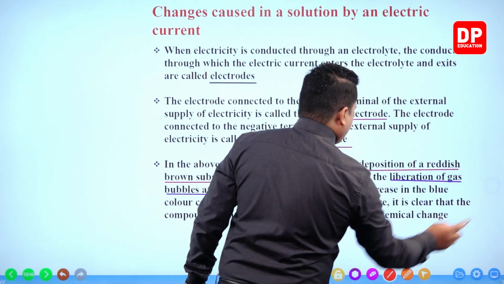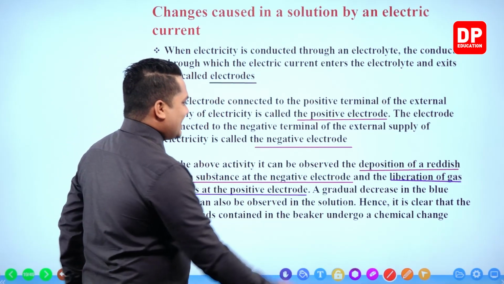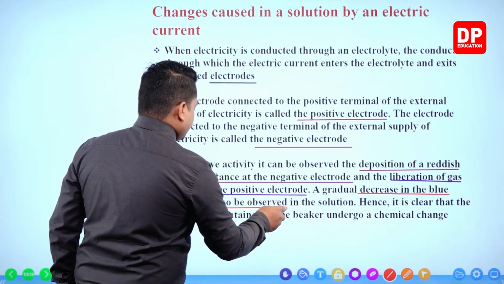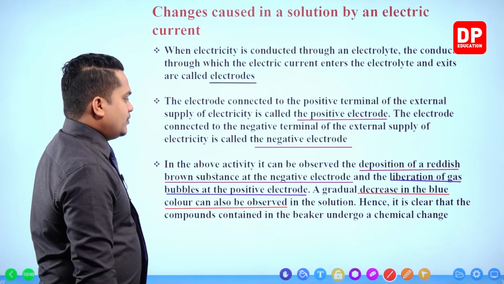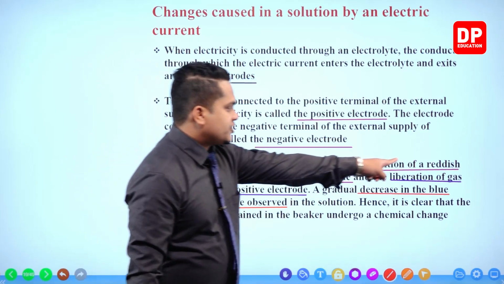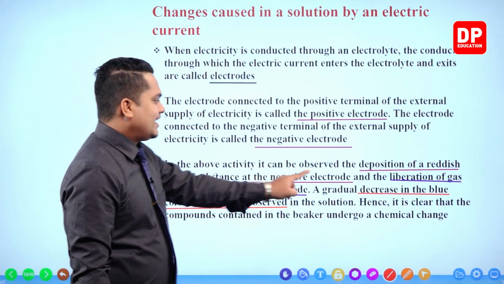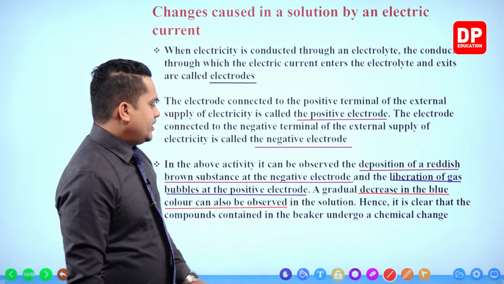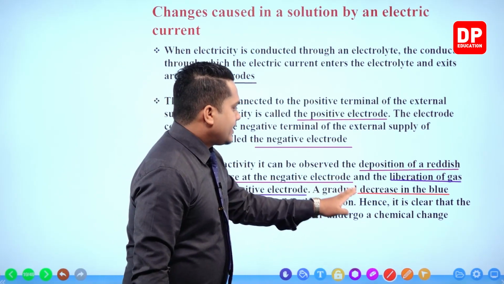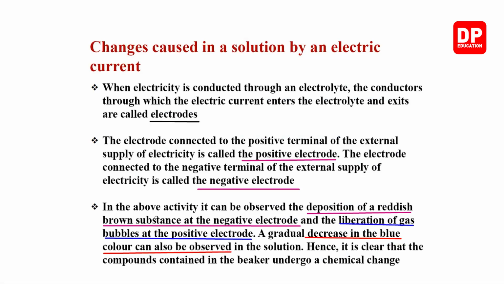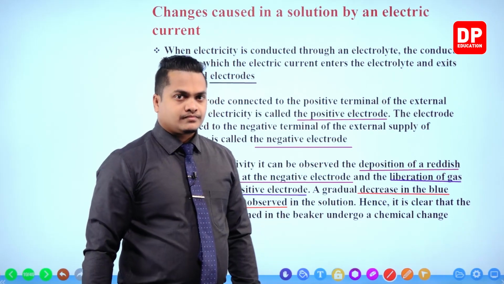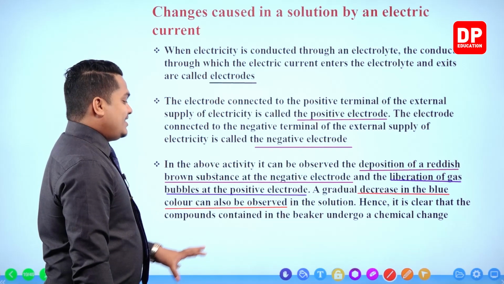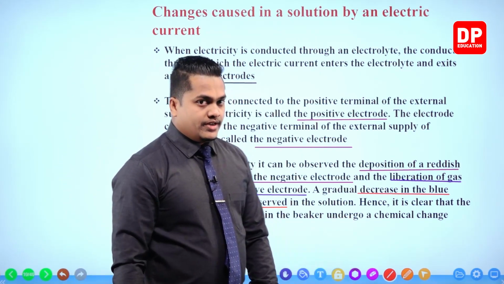Then finally, as number 3, gradual decrease in the blue color. So the 3 observations: deposition of a reddish brown substance at the negative electrode, liberation of gas bubbles at the positive electrode, then gradual decrease in the blue color in the solution. The 3 observations. Hence it is clear that the compounds contained in the beaker are undergoing a what?